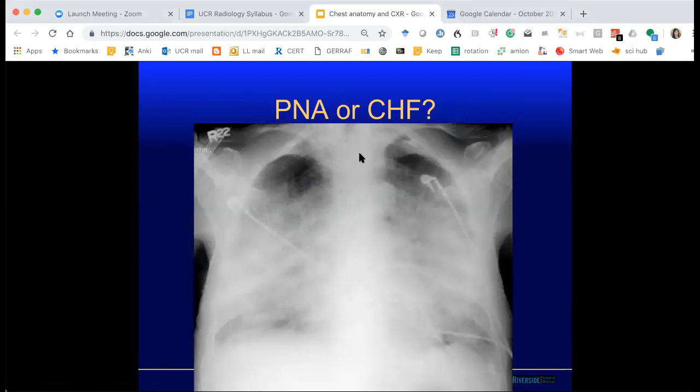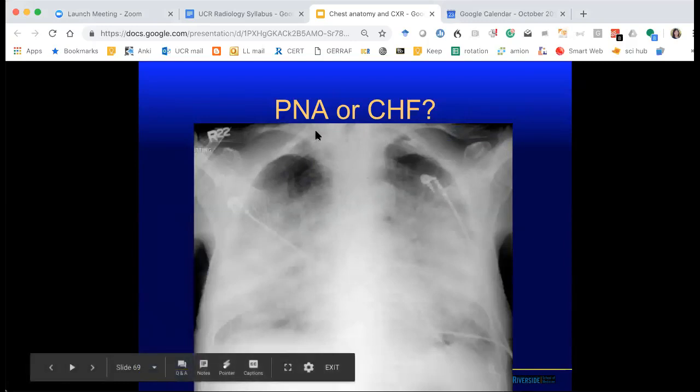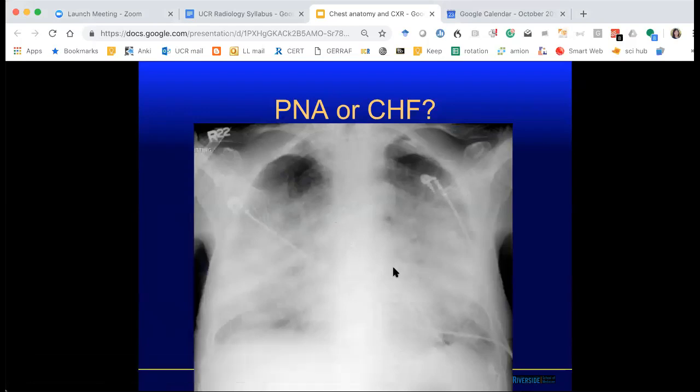CHF. So first I look at lines and tubes, so no lines and tubes that I see. And then lung volumes are okay, right? Now you look at the lungs and you see these perihilar opacities. Look at the pleura, they're a little blunted, so there's probably a component of effusion. Cardiomediastinal silhouette, you lose because it's obscured by this perihilar bat wing pattern.